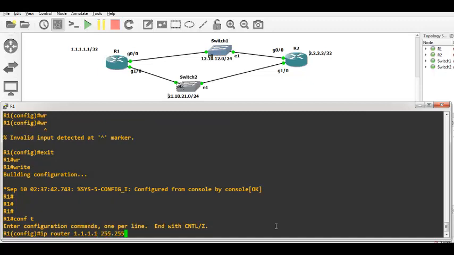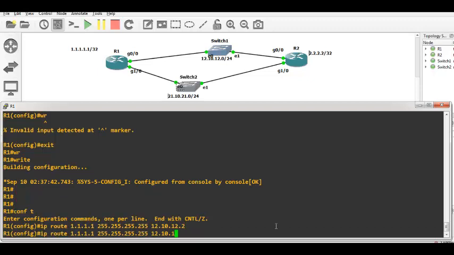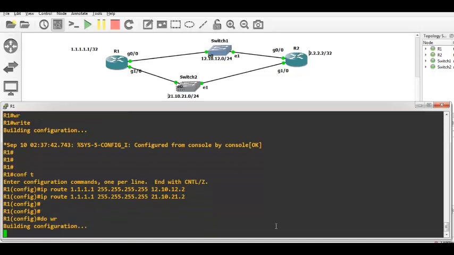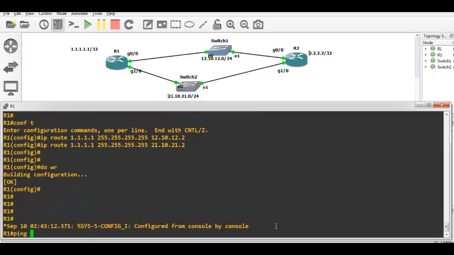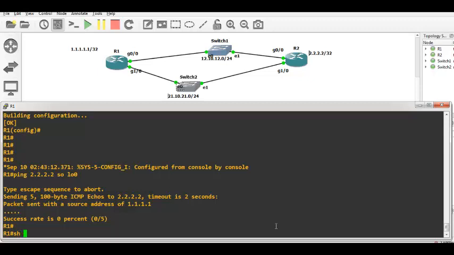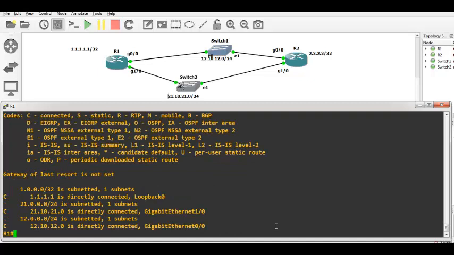IP route. You're right. That's right. Okay. Now I want you to verify pinging from loopback to loopback. Ping and traceroute from loopback to loopback, with source. Check whether we have router 2 with the loopback interface. Router 1 has got no problem.